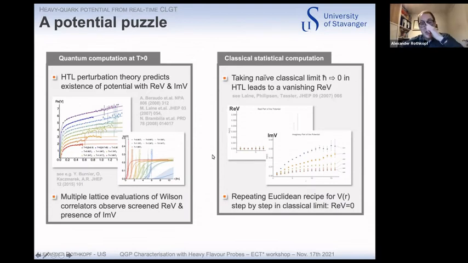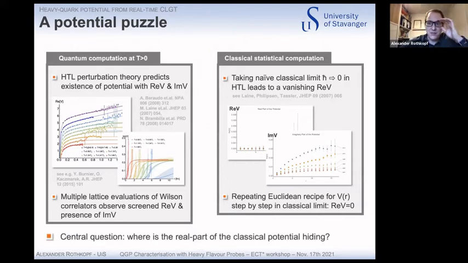Now, what I really wanted to get at is that for quite some time there was a puzzle in the community, namely when Mikko and colleagues for the first time looked at the potential in the classical statistical computation. The first step they did is they took the hard thermal loop computation in continuum perturbation theory, and they took h bar to 0. If they did this, they got a vanishing real part. Then they went ahead and did the numerical simulation and repeated the recipe from the Euclidean side, namely evaluating the Wilson loop. And they also got only an imaginary part in the potential and no real part. And so the question is, where is the real part of the classical potential hiding?